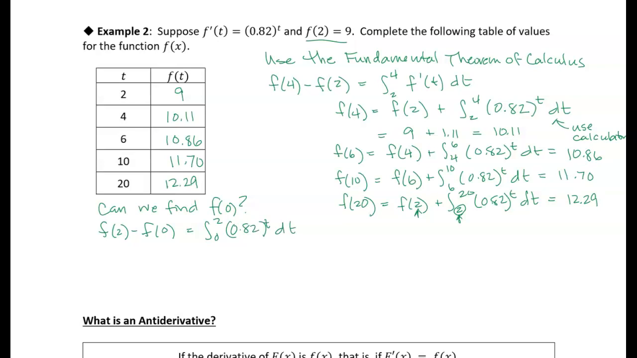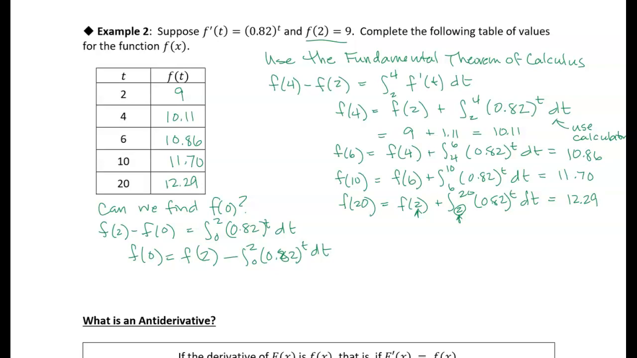So if we want f of 0, we need to rearrange this so we get f of 0, because we know f of 2, right? We were given f of 2. So I can rewrite this as f of 0 is equal to f of 2 minus the integral from 0 to 2 of 0.82 to the t dt. Okay, I'm just rearranging the equation. Basically, I could think of it as I'm subtracting the integral from both sides and then adding f of 0, so I get a positive f of 0.